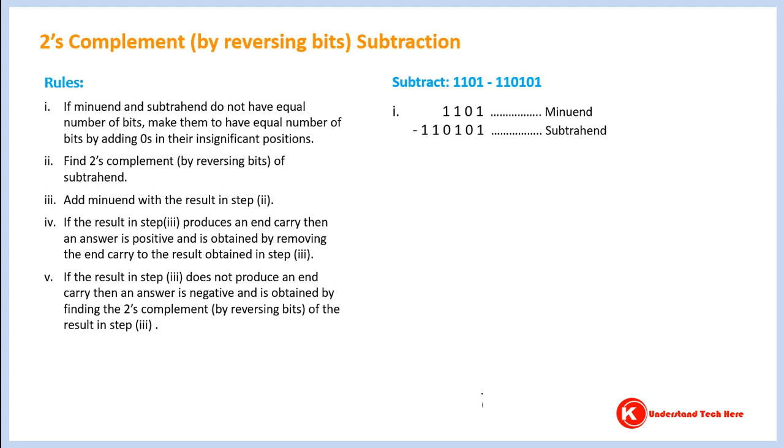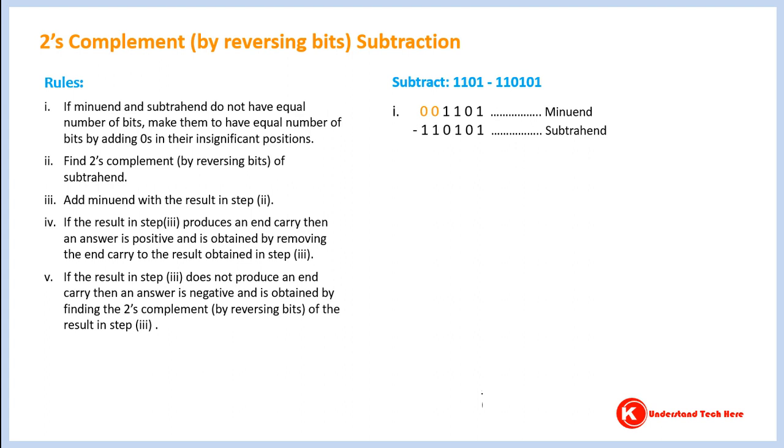There are 4 bits in the minuend, 6 bits in the subtrahend, so the number of bits are not equal. According to rule number 1, what do we need to do? We need to make the minuend and subtrahend have an equal number of bits by adding zeros in their insignificant positions. So these are the insignificant positions. Therefore, let's add 0 here. Now both minuend and subtrahend have equal 6 bits.